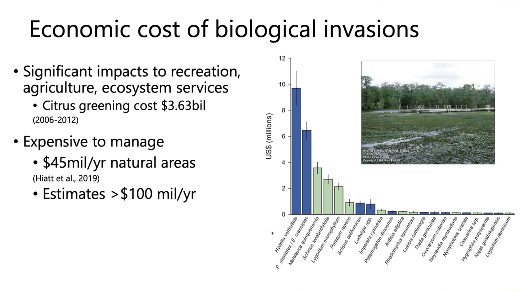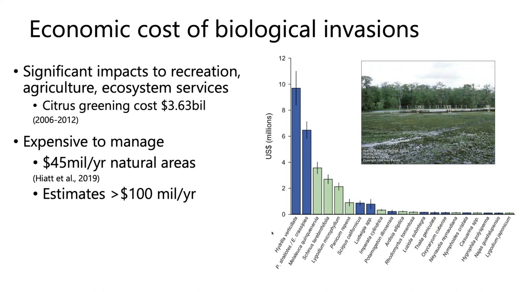There are also pretty measurable and very large economic costs to biological invasions here in the state. There are significant impacts to recreation. The photo of the hydrilla at Wakulla Springs there, you know, our springs are a place where folks like to go paddleboard and tube and go see the manatees. When we have a hydrilla invasion, it might inhibit people's ability to enjoy those springs.